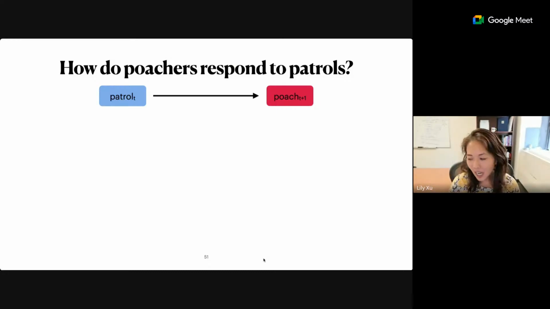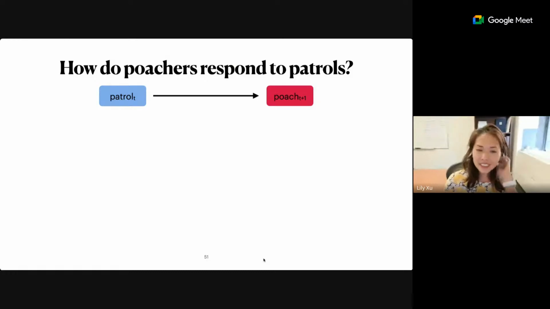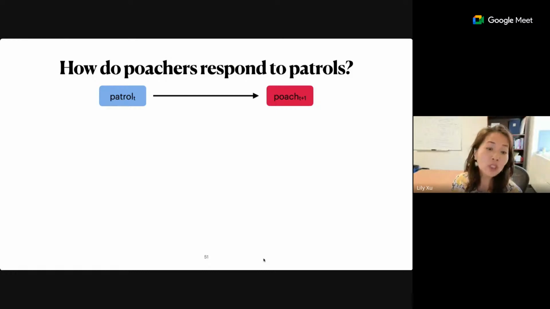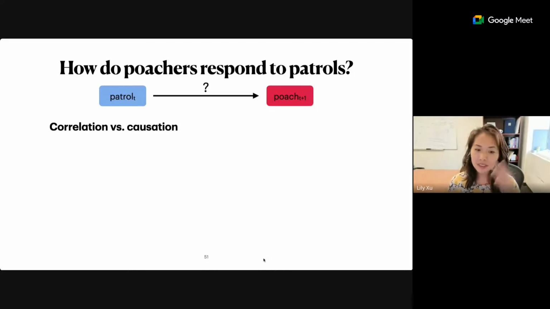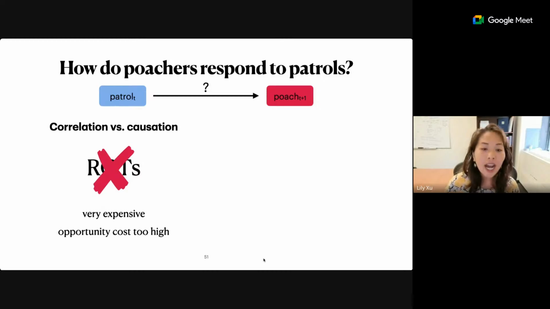But other people think that there are so many snares and rangers are only able to remove a small number, like 10% of all the snares. So then it doesn't really do anything. There's no long-term deterrence. So we're really interested in answering this question of the impact of patrolling at one time step on poaching behavior at time t+1. But it's really hard to get a strong causal conclusion for these types of questions because, as we know, correlation does not equal causation, and the gold standard for causal effect estimation is a randomized controlled trial, which is often not feasible in these high stakes contexts because the opportunity cost is very high.